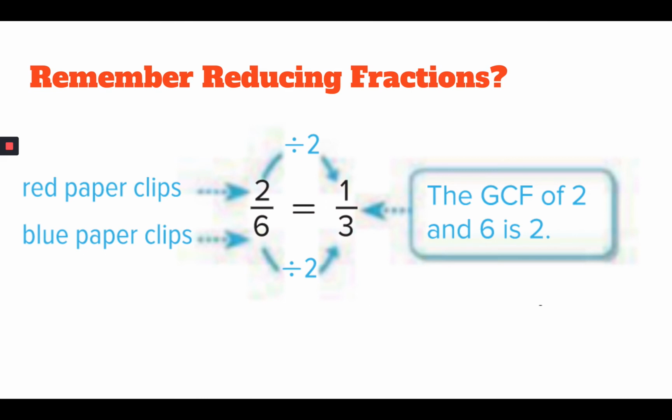So red paper clips, there was 2. Blue, there was 6. Find a common factor. The greatest common factor of 2 and 6 is 2. So 2 divided by 2 is 1. 6 divided by 2 is 3. The ratio of red to blue paper clips is best expressed as 1 to 3.